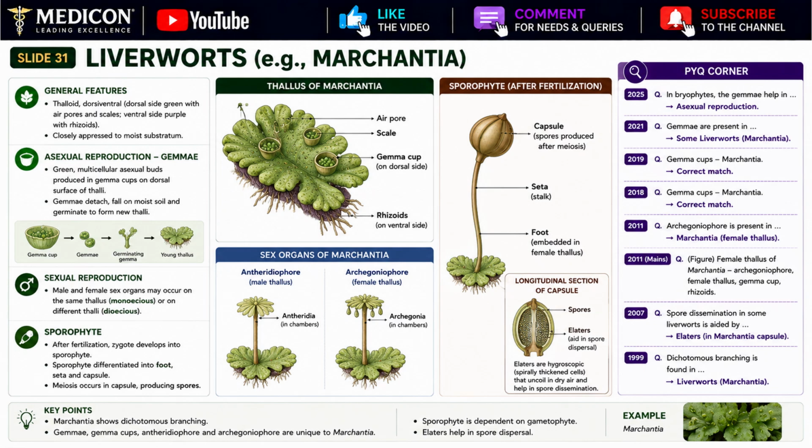A longitudinal section of the capsule can be seen here, showing spores and elaters. What do you mean by elaters? Elaters are structures which aid in spore dispersal. Elaters are hygroscopic, spirally thickened cells that uncoil in dry air and help in spore dispersal.